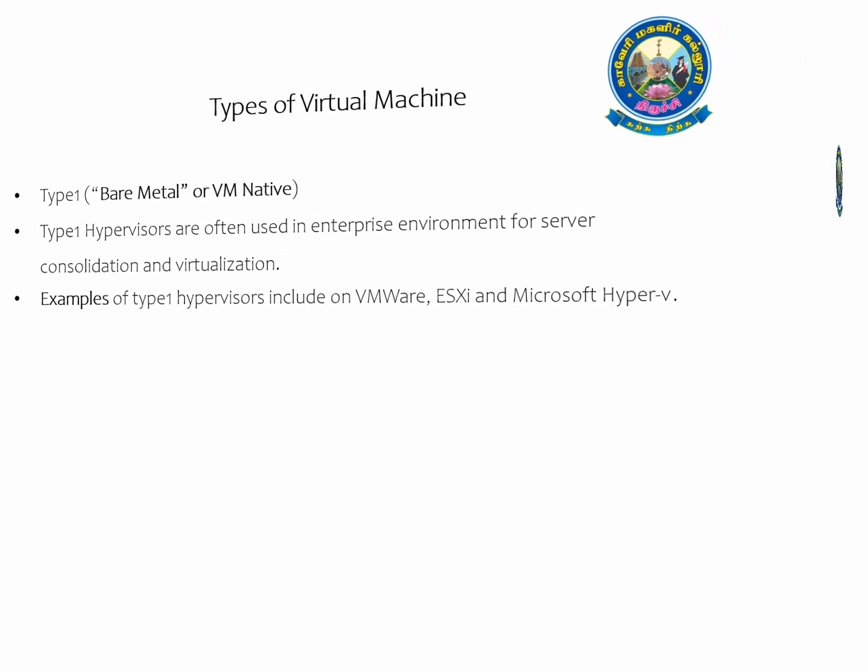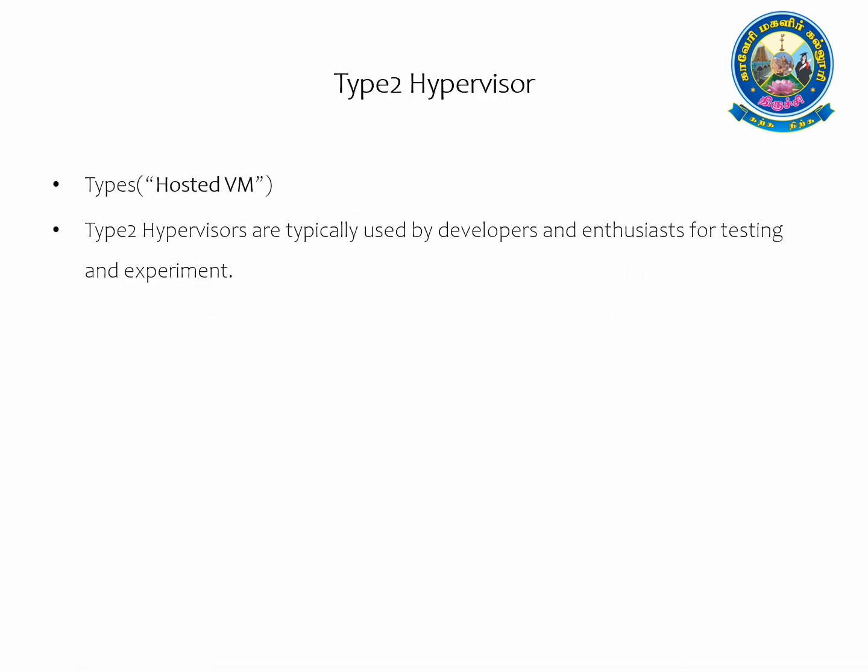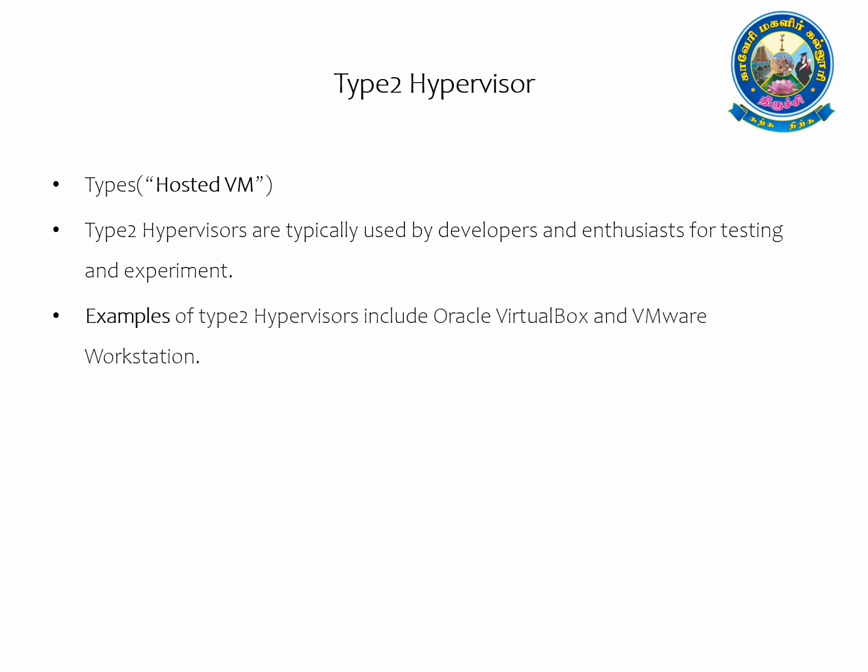And next is the hosted type, which one is going to host. Type 2 hypervisors are typically used by developers and enthusiasts for testing and experiments. These Type 2 hypervisors are used to test and execute experiments by developers. Examples of Type 2 hypervisors include Oracle VirtualBox and VMware Workstation. For example, with Oracle VirtualBox you can create Windows and Ubuntu virtual machines, transfer a file from one virtual machine to another, and execute a simple program, like a C program compiler. These are the Oracle VirtualBox users.